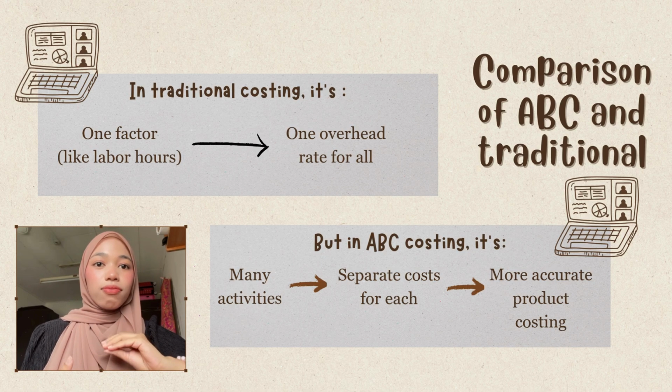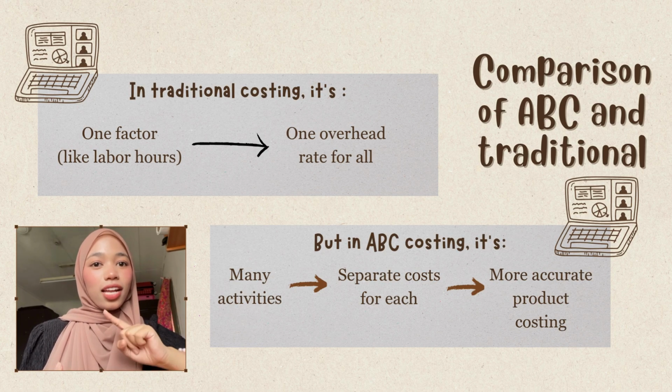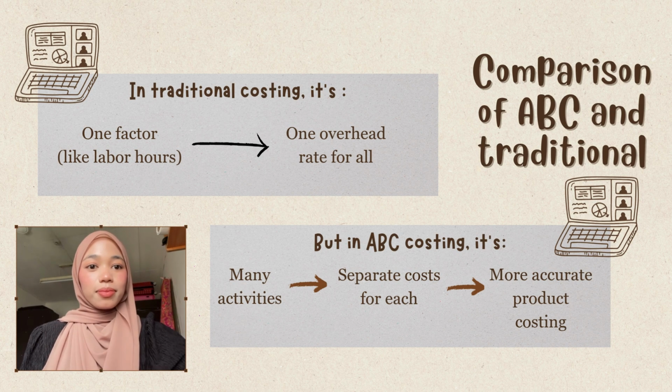ABC gives a much clearer picture of the real cost, especially when a company produces many different types of products. In short, traditional costing is simple but can be inaccurate, and ABC is more detailed and accurate. So they help manufacturers set better prices and improve their operations.